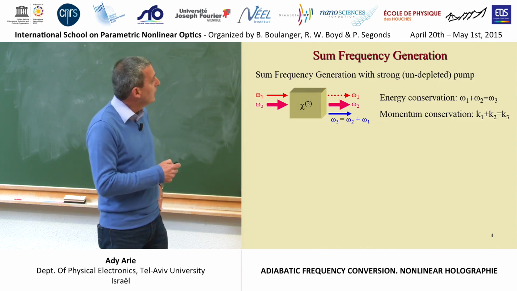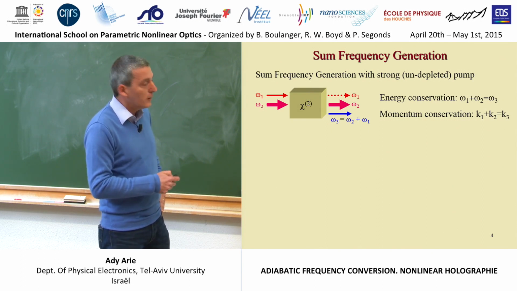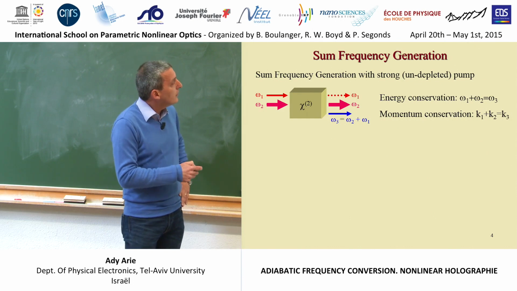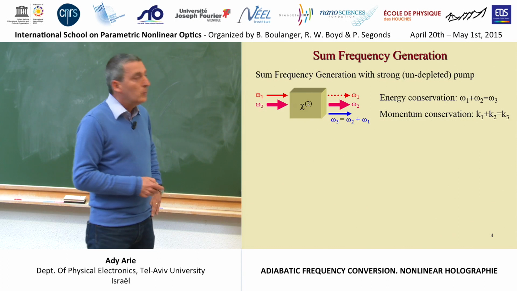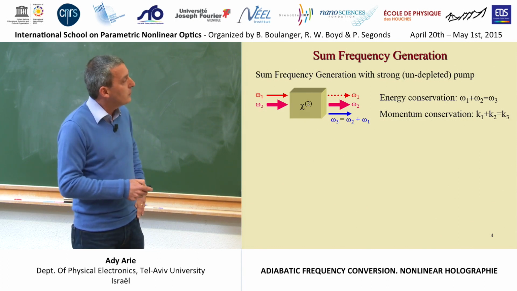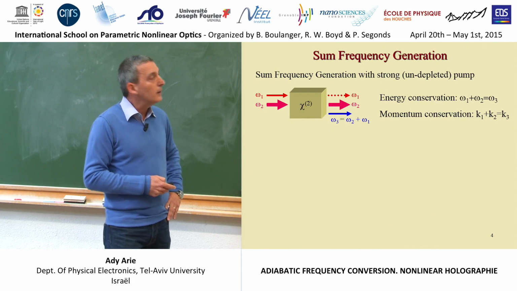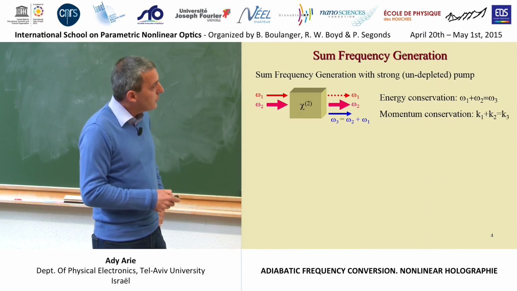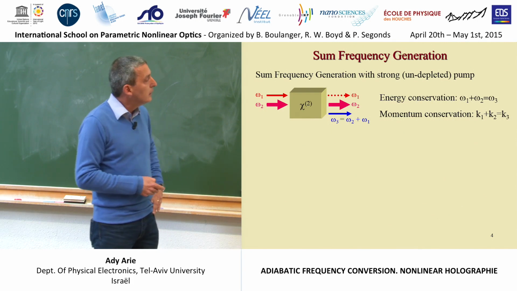This means that we can convert light from omega 1 to omega 3. Omega 3 is the sum of omega 1 and omega 2. But omega 2, we can assume it's undepleted. OK? So of course, we have to maintain energy conservation. This is automatically maintained. But we also have to maintain momentum conservation, which means that the k vector, k1 plus k2, should be equal to k3.